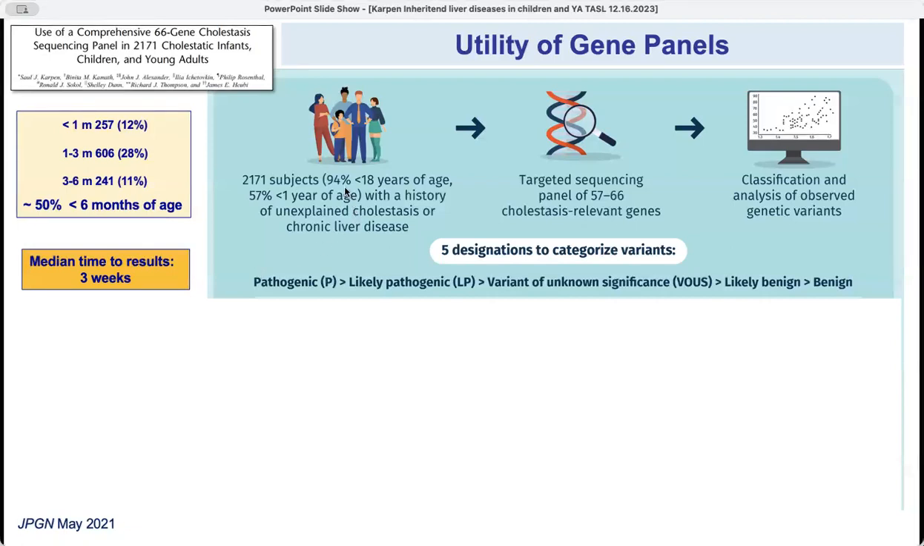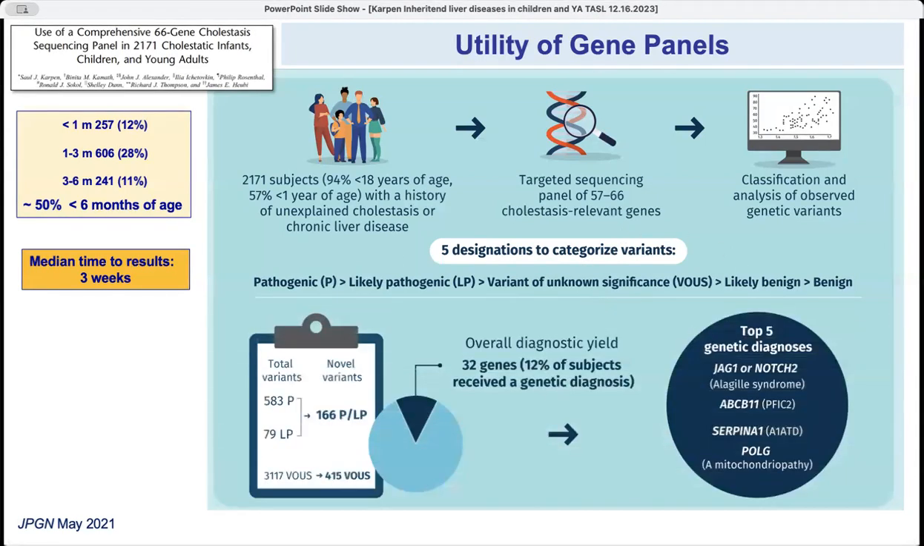So what did we find with the use of a gene panel? 2,000 subjects, targeted panel, do some filtering, and there are 5 designations, all the way from pathogenic down to benign, and including these variants of unknown significance. So what does one find? Well, when we lump these together, we found that there are a total of over 600 variants that were pathogenic or likely pathogenic, including a large number of novel ones, but a huge number, over 3,000 variants of unknown significance from over 400 different variants. This is an expectation.